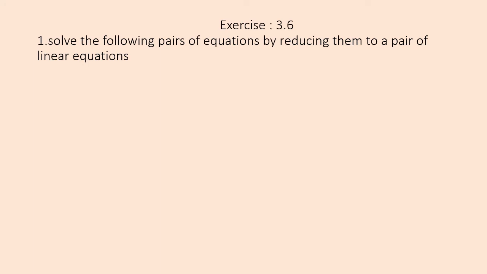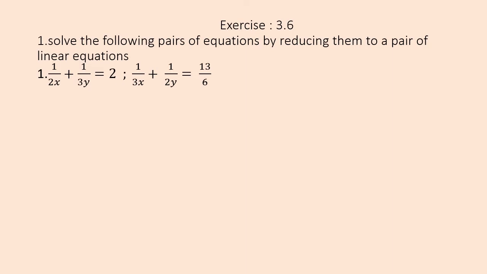Exercise 3.6, question number 1. Solve the following pairs of equations by reducing them to a pair of linear equations. In that, question number 1: 1 upon 2x plus 1 upon 3y equal to 2, and 1 upon 3x plus 1 upon 2y equal to 13 upon 6.